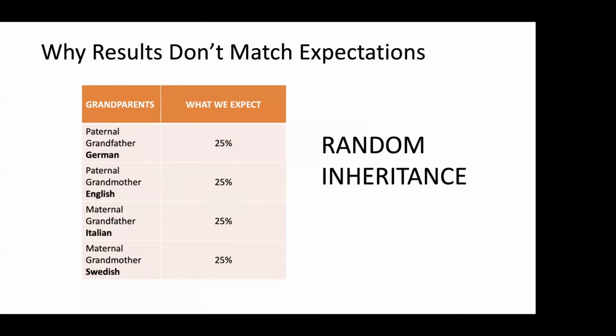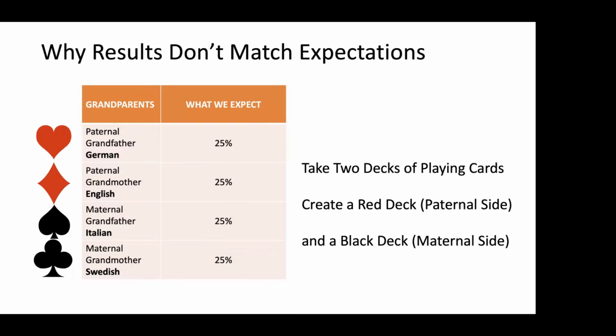So why don't the results match expectations? One big reason is the issue of random inheritance. Yes, we get 50% of our DNA from our mother, but which 50% we get is random. And it's the same thing for our father's DNA. Here's an example. Let's say your 4 grandparents are German, English, Italian, and Swedish. You would expect your ethnicity to show up in 4 equal parts of 25% each.